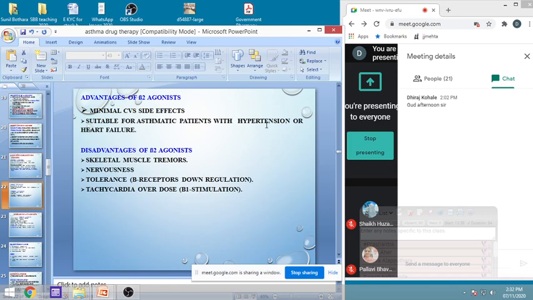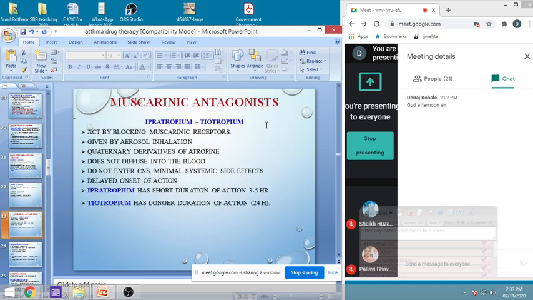They have minimal CVS side effects, because they do not act on the CVS. Beta 2 receptors are present only on blood vessels and not elsewhere. They are suitable for asthmatic patients with hypertension or heart failure. Disadvantages are that they cause tremors of skeletal muscles, and they can cause nervousness, particularly if they cross the blood-brain barrier. They develop tolerance because of down regulation of beta 2 receptors, and they can cause tachycardia because of beta 1 stimulation. So these are the adverse effects they have.